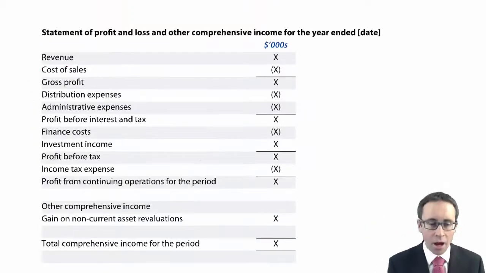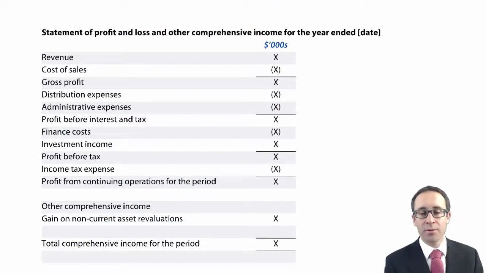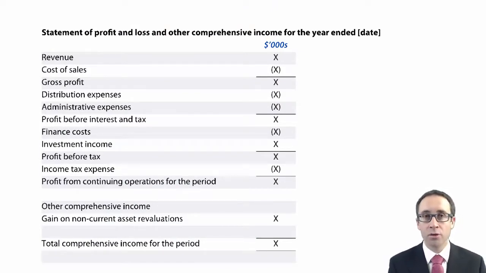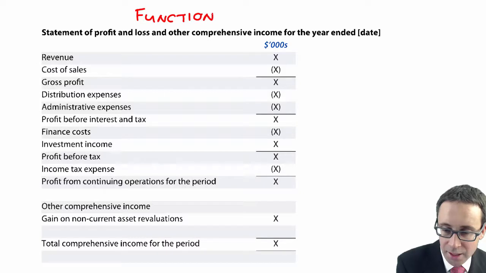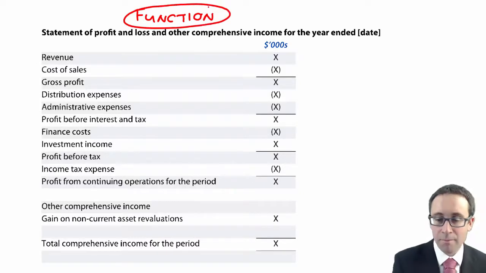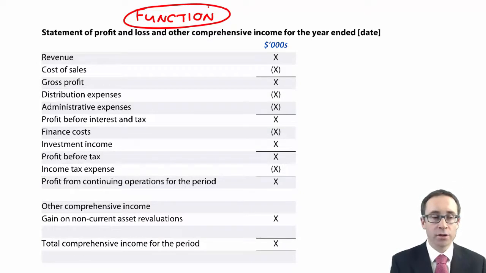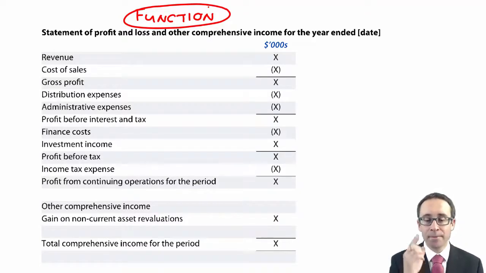The only reason I mentioned that is because when we look at your statement of profit or loss and other comprehensive income, what you've got there is the standard method of presenting your statement of profit or loss. It's the recommended one. Just note this method is presenting your expenses by function. By function, we're talking about cost of sales, distribution, and admin.